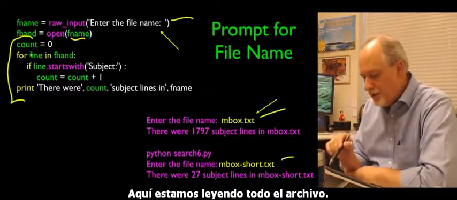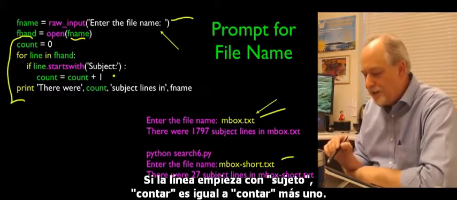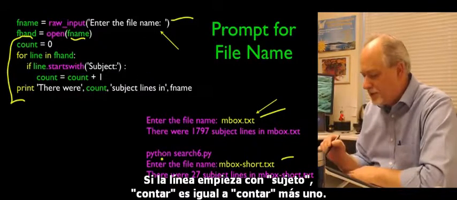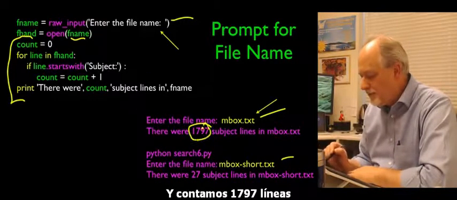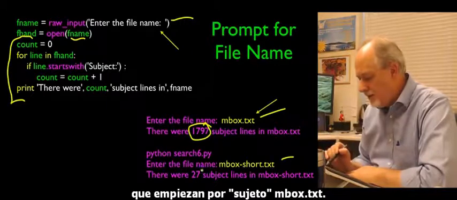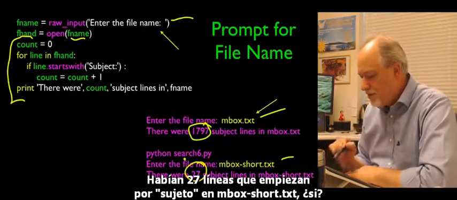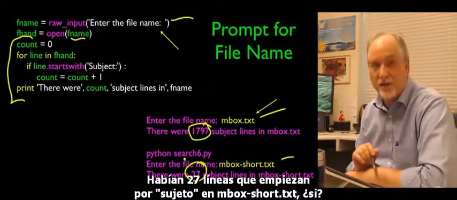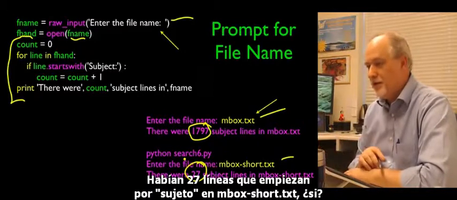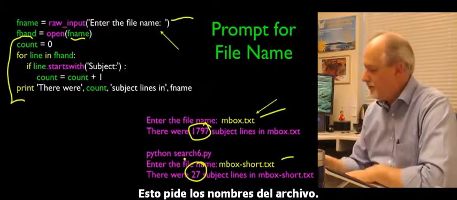So here it's reading the whole file. If the line starts with subject, count equals count plus 1, and then there were 1797 subject lines in mbox.txt. There were 27 subject lines in mbox short.txt. Okay, so that's prompting for the file names.